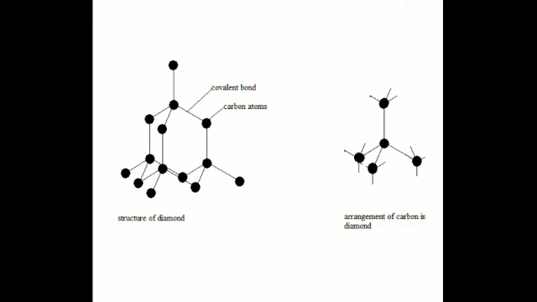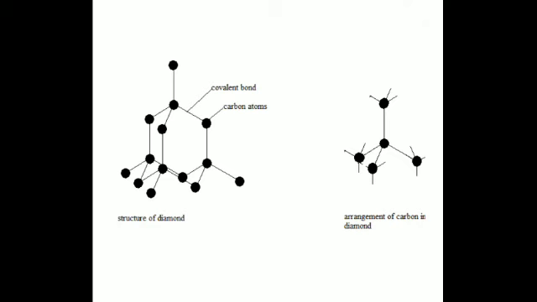Now the four surrounding carbon atoms are at the four vertices of a regular tetrahedron. They are at the vertex, the end points over here. You must have studied about the term vertex. Is that clear? That is, they are at the four corners of a regular tetrahedron.